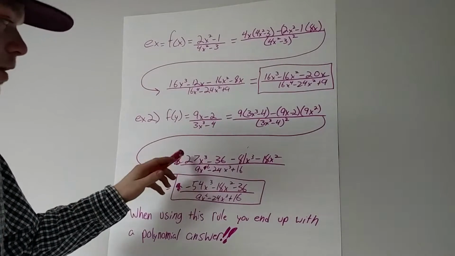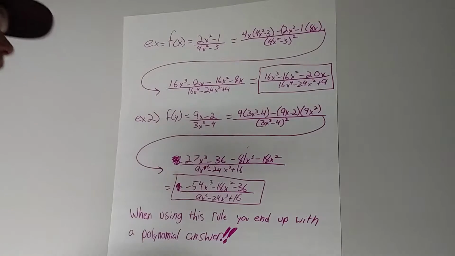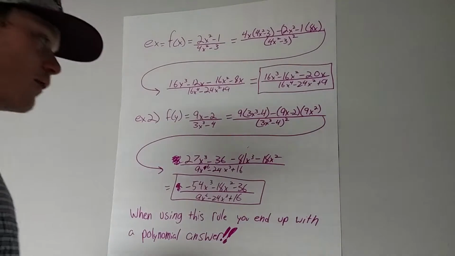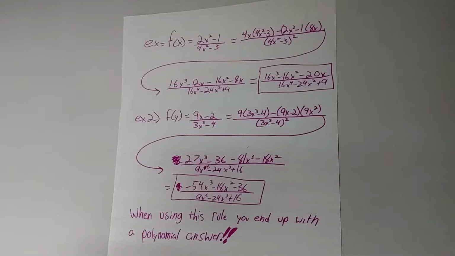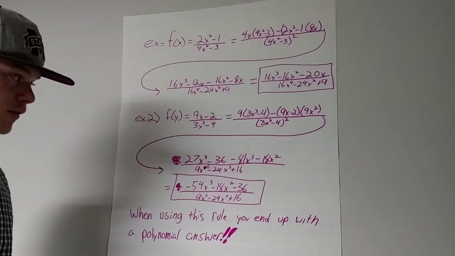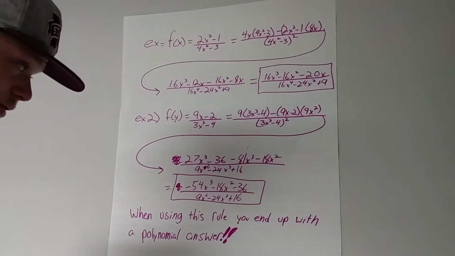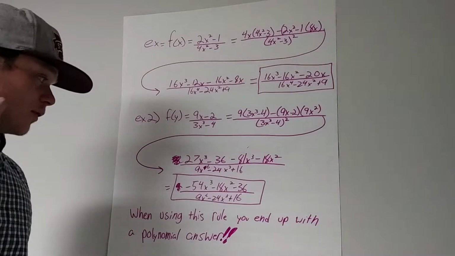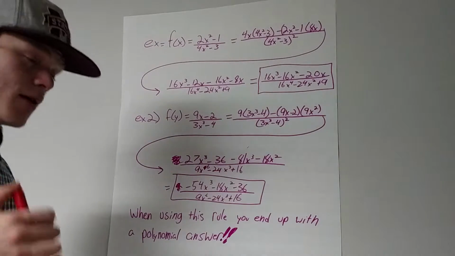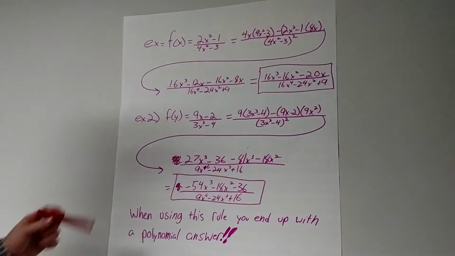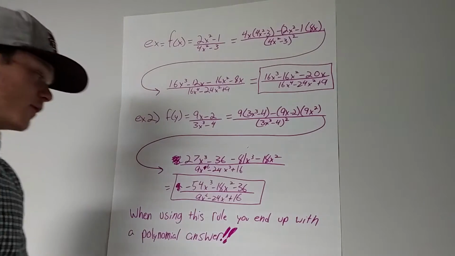In this representation, you get 27x cubed minus 36 minus 81x cubed minus 18x squared, all over 9x to the sixth minus 24x cubed plus 16. Gives you a final answer of negative 54x cubed minus 18x squared minus 36 all over 9x to the sixth minus 24x cubed plus 16.